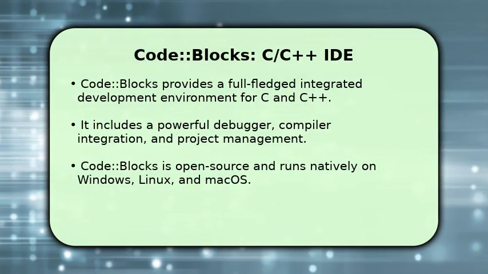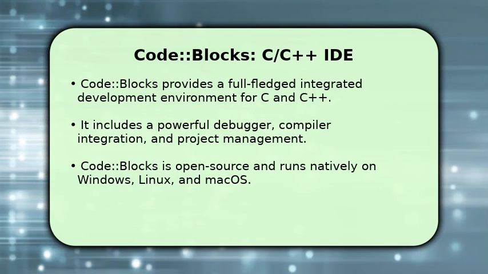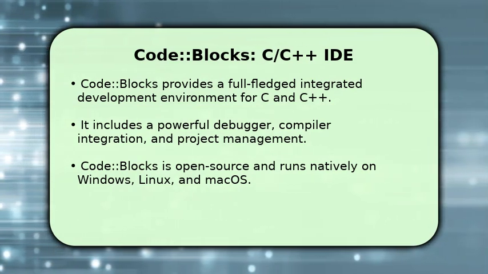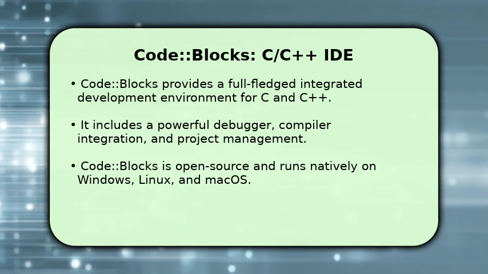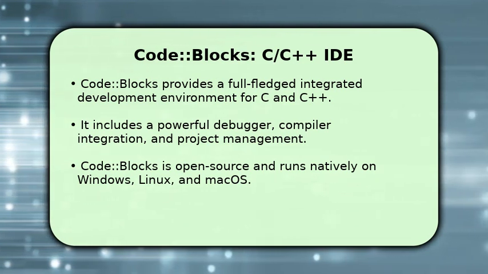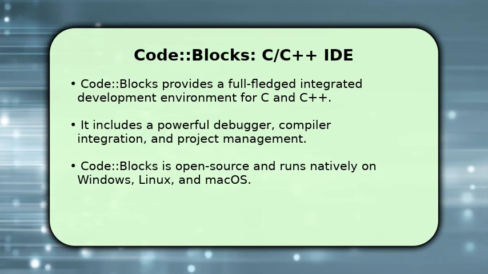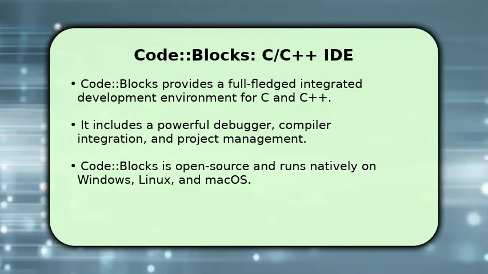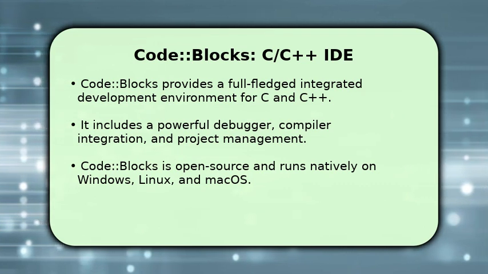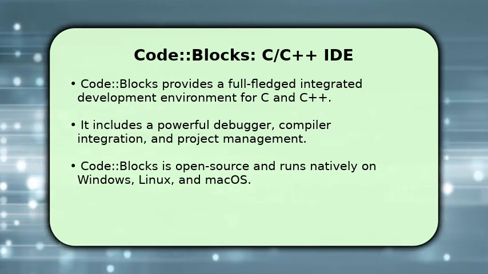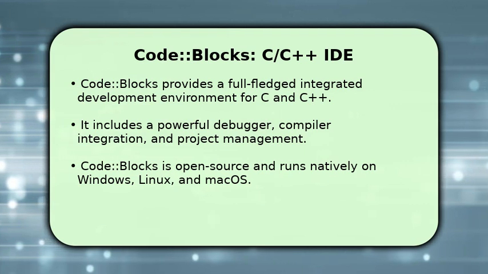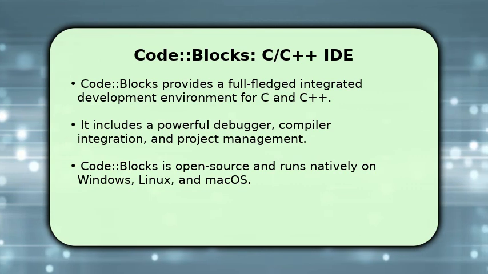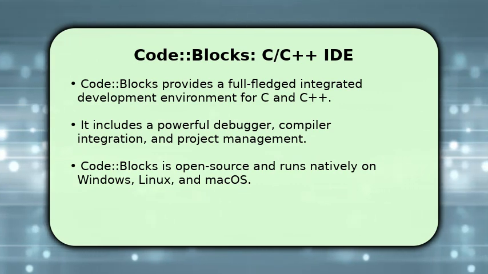Code Blocks, on the other hand, is a dedicated integrated development environment, particularly strong for C, C++, and Fortran. It offers a complete package, including a robust debugger, compiler support, and comprehensive project management features right out of the box. Many find its native performance and stability appealing, especially when working on large-scale C++ applications or in environments where a lightweight, yet powerful, IDE is essential for development.